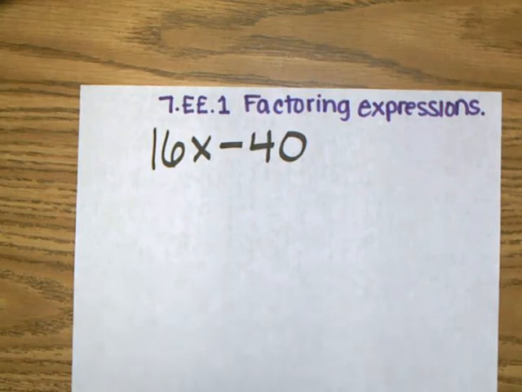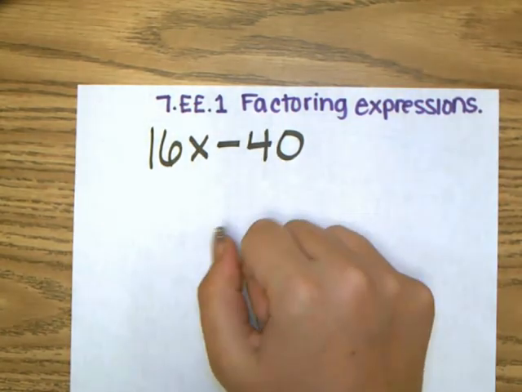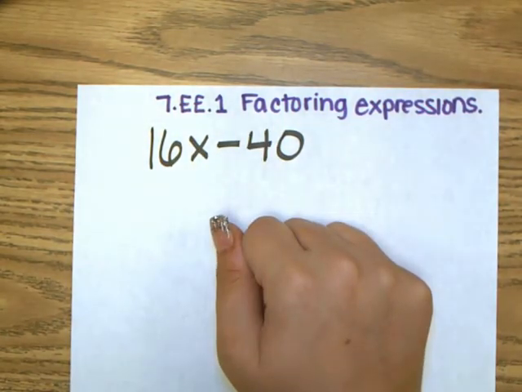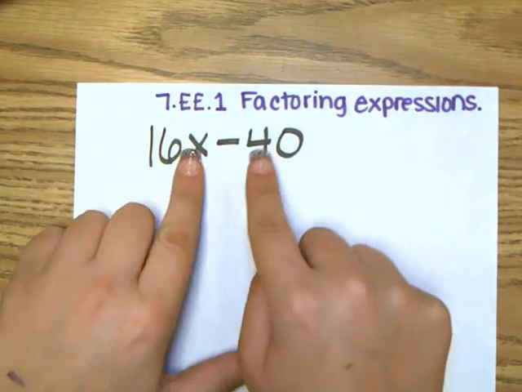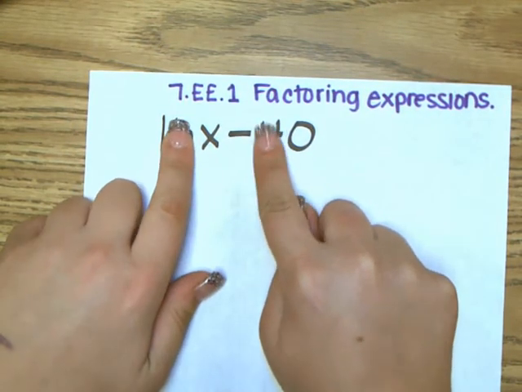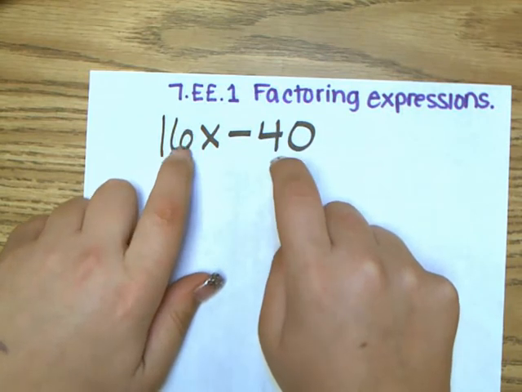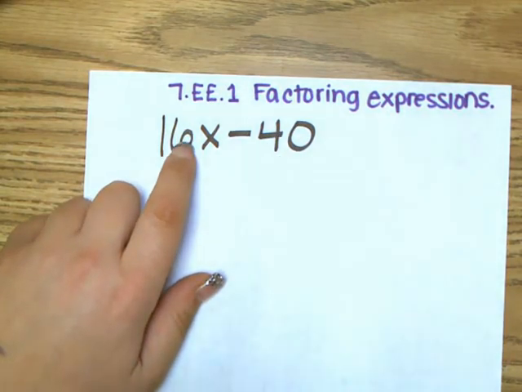This video is on factoring an expression. Factoring requires you to rewrite this using the GCF as a factor. So the first thing you're going to do is look at the terms. This is a 16 and we have a 40 here. What they have in common as a factor is 8.